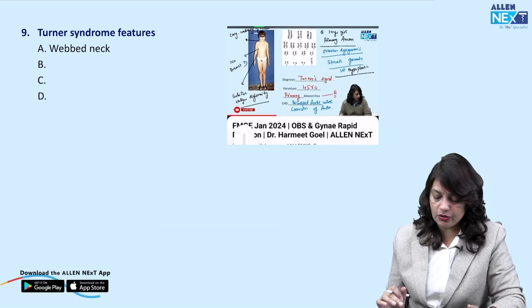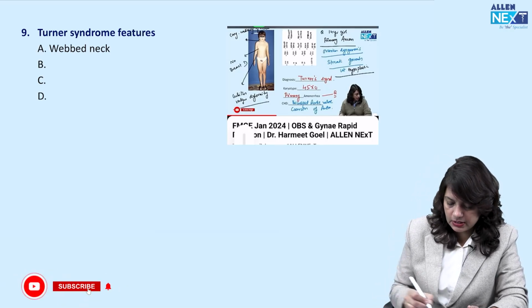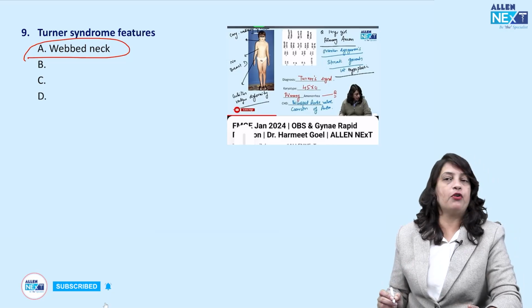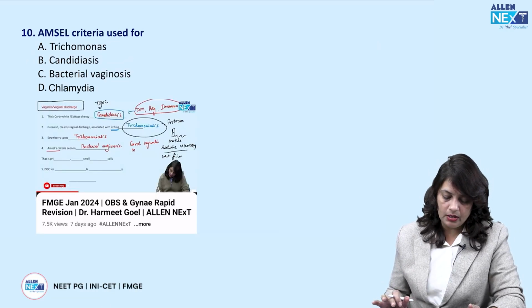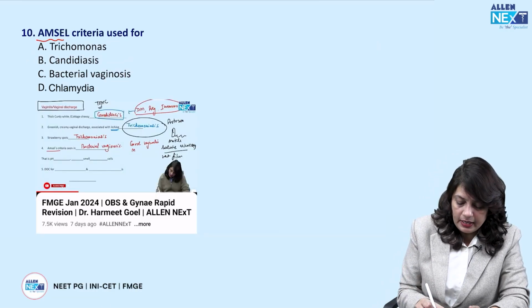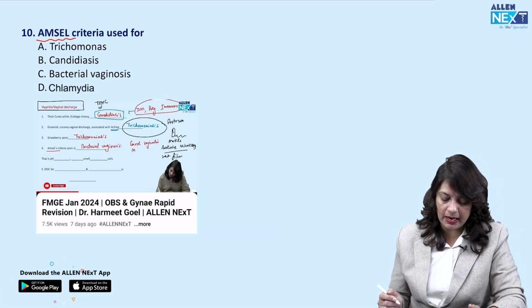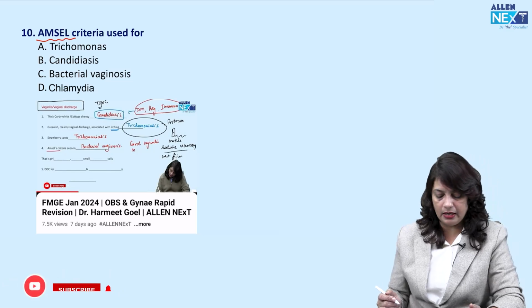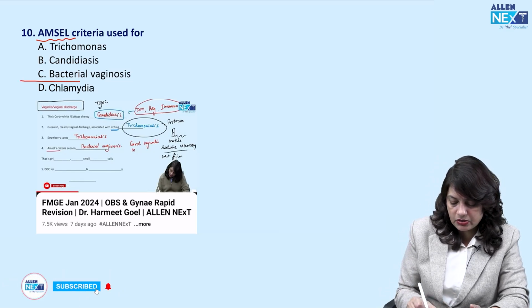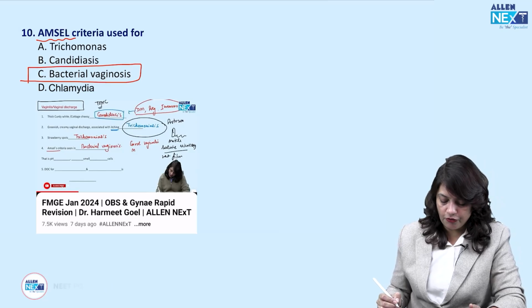Next, Turner syndrome features, webbed neck. This was again a very straightforward question. Next, Amsel's criteria is used for trichomoniasis, candidiasis, bacterial vaginosis, or chlamydia. So the correct answer, Amsel's criteria, is for bacterial vaginosis.